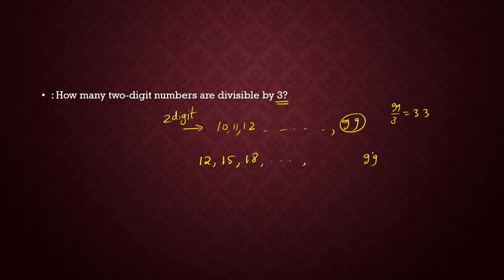In case 99 is not divisible by 3, then you have to come backwards. You have to check if 98 is divisible by 3. If not, then you continue in that way. So here the last term is 99. But exactly I do not know how many terms are there.